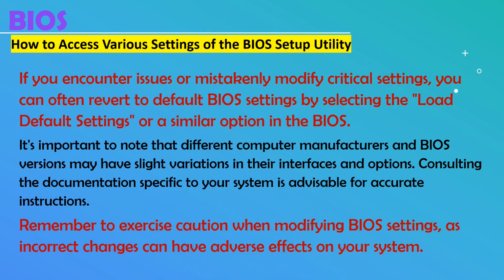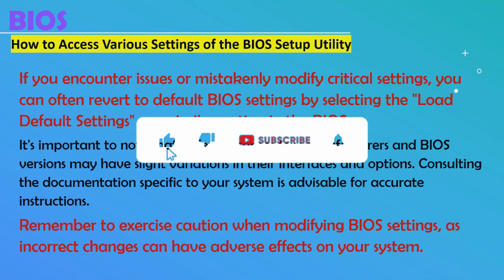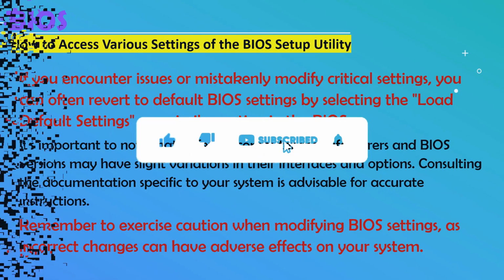If you encounter issues or mistakenly modify critical settings, you can often revert to default BIOS settings by selecting the Load Default Settings or a similar option in the BIOS. It's important to note that different computer manufacturers and BIOS versions may have slight variations in their interfaces and options. Consulting the documentation specific to your system is advisable for accurate instructions. Remember to exercise caution when modifying BIOS settings, as incorrect changes can have adverse effects on your system.